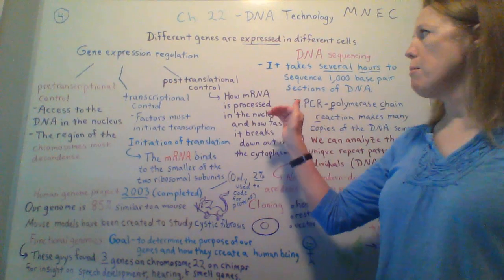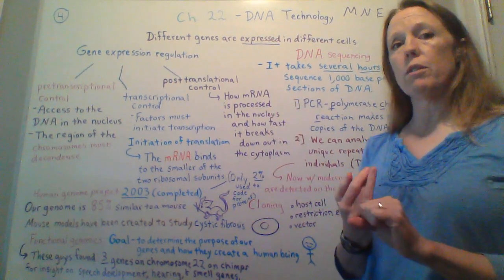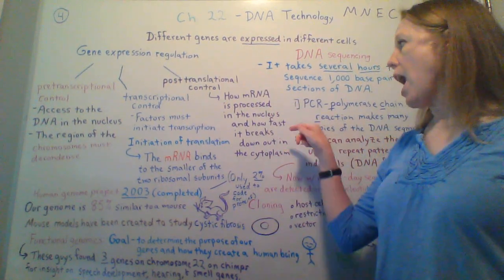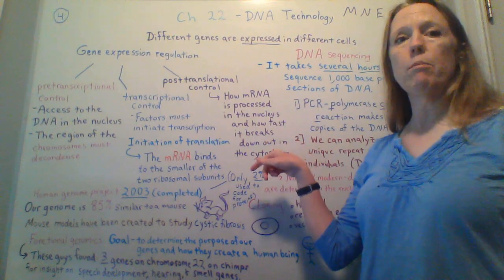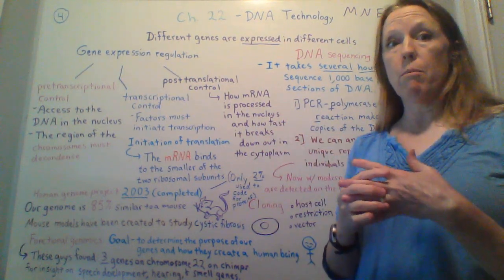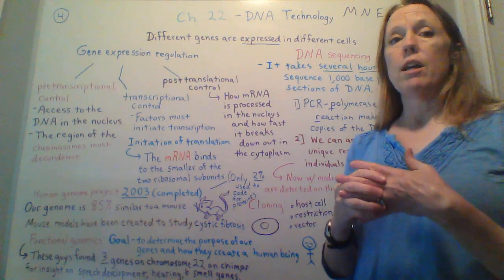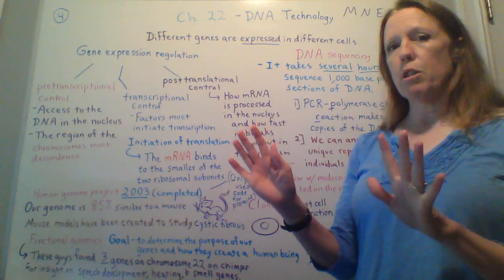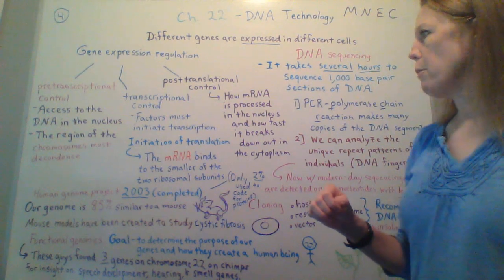That's just how the mRNA is processed in the nucleus with the introns and the exons, and how fast it breaks down in the cytoplasm. So in some cases we can mark the mRNA for destruction by proteases, and then it's not in there as much, so it's not making as much protein. So there are a lot of things we can do.